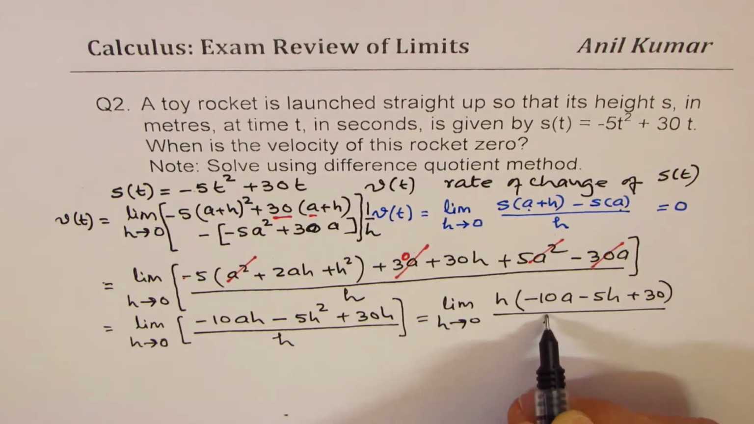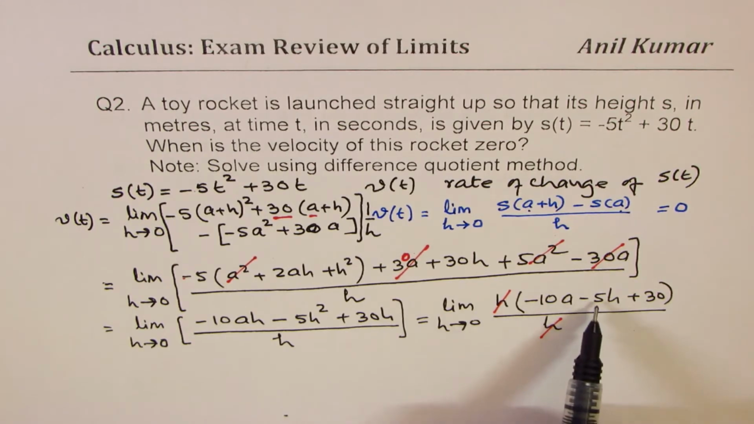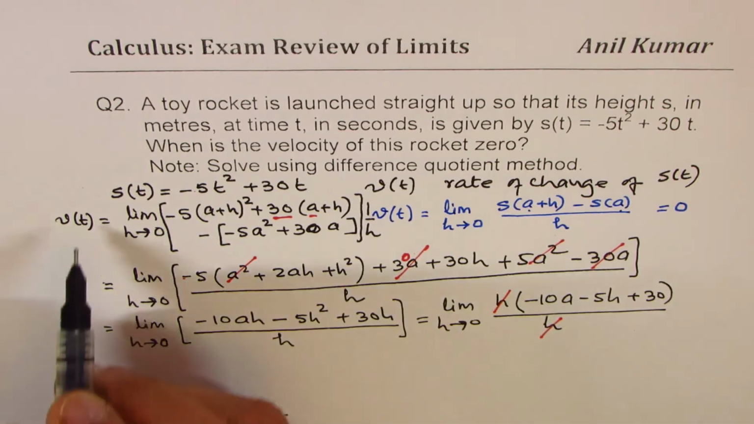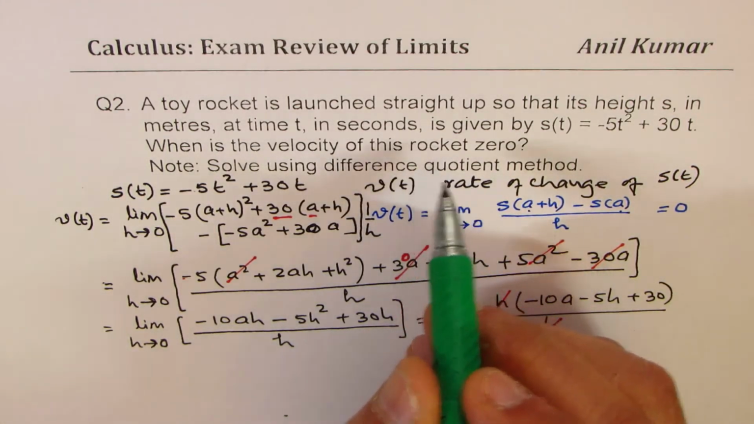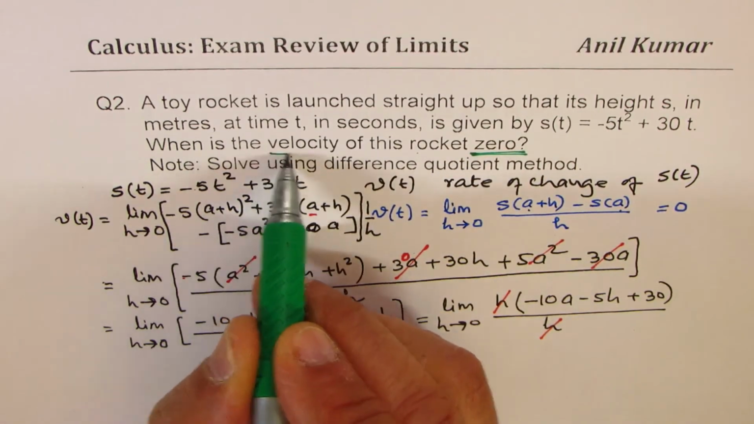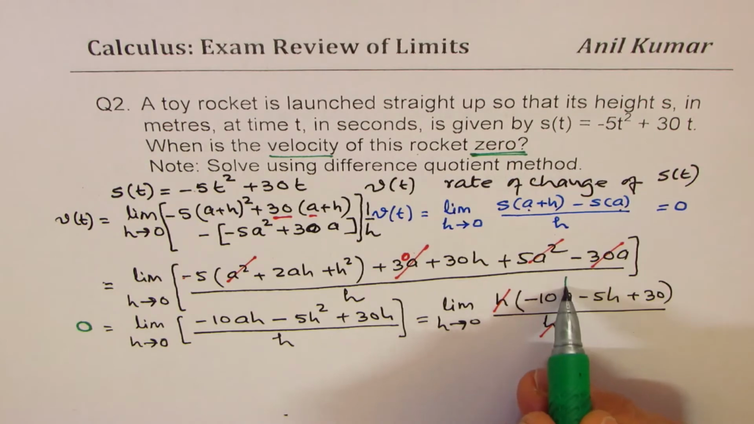divided by h. Now this is a common factor which can be cancelled, and this is the time when you can really substitute h equals to 0. So we get minus 10a plus 30. And here, since we want the velocity to be 0, right? When will the velocity of the rocket be 0? So we want velocity to be 0. So I'll equate this to 0. Is it okay? And find the value of a.